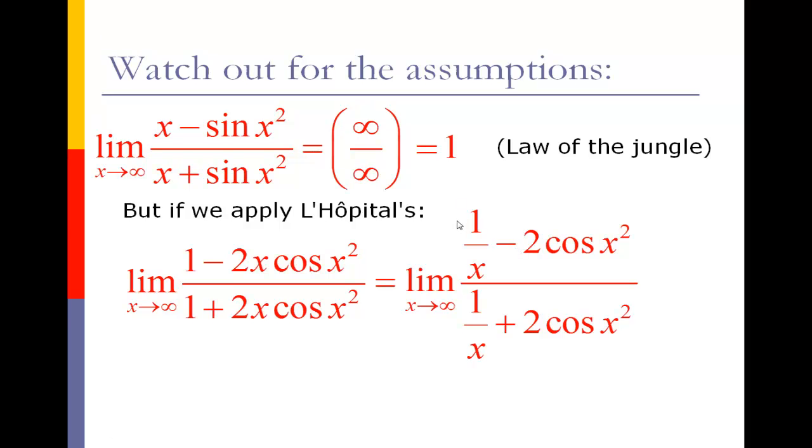Now the 1 over x goes to 0 both in the top and the bottom, and so we can cancel that. After we cancel that, we end up with two parts, the numerator and the denominator, both having cosine of x squared and a 2, so we can cancel those. All we're left with are the plus on the bottom and the minus on the top, which end up giving us a -1.